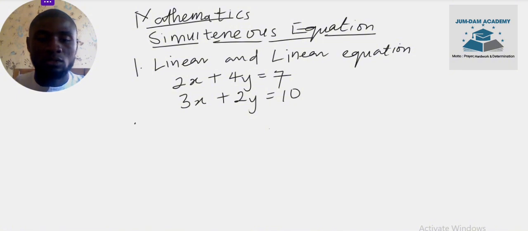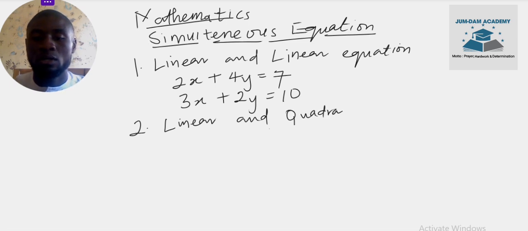Now, the second occurrence that could happen is that we have one linear equation and the other is a quadratic equation. Now, what do we mean by quadratic equation? Quadratic equation is an equation of degree 2.